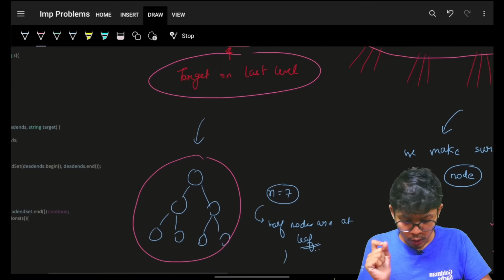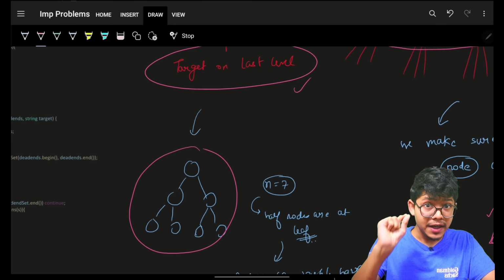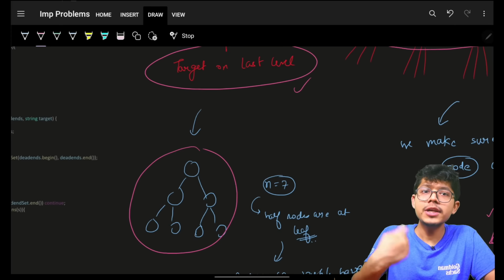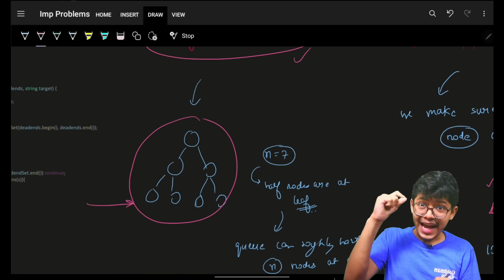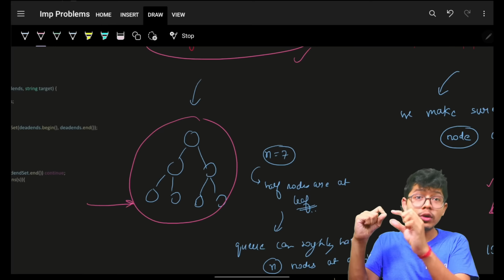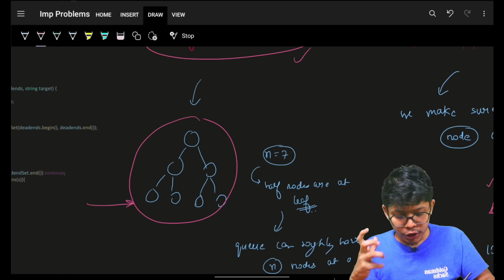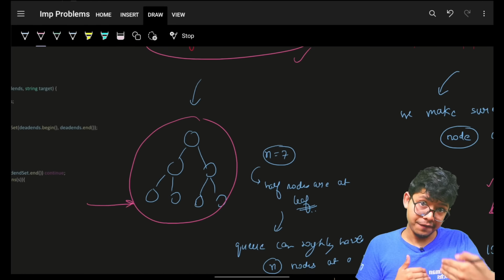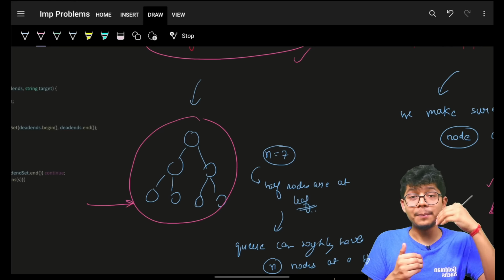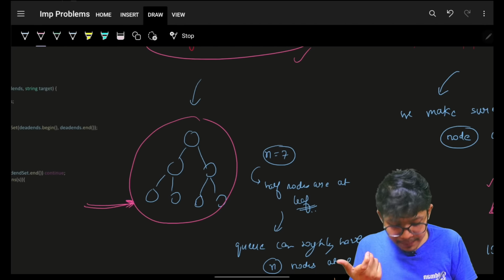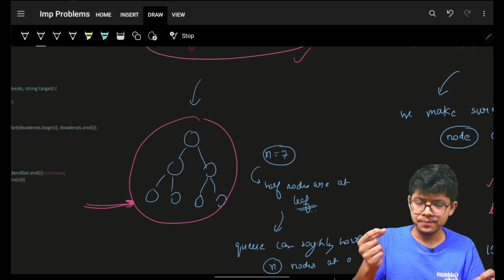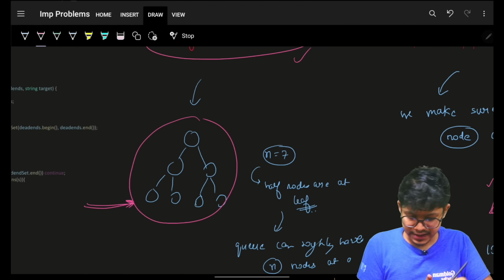Now I'm asking you, what is the space? Usually in a BFS, the space will be used by a queue. What is that space? It is the number of nodes at a specific level. So to know the space in a BFS algorithm, I specifically need to know the maximum number of nodes at a specific level.